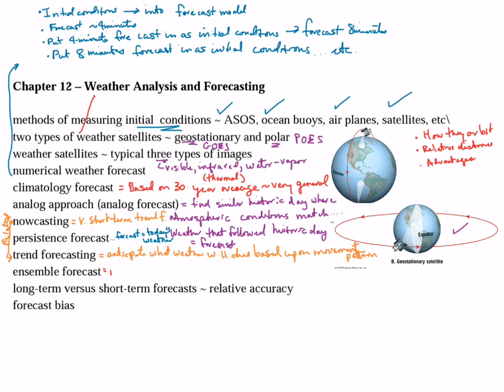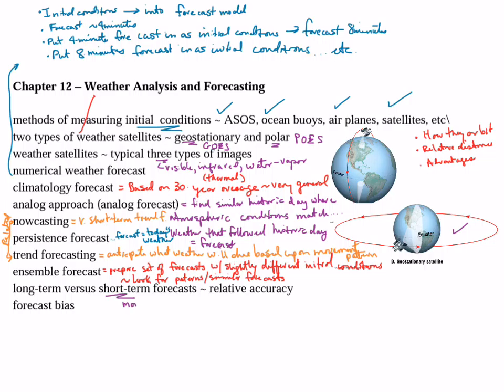And then ensemble forecasting, remember that was where we had a big matrix of lots of little boxes. Each one was a forecast with slightly different initial conditions. So basically you come up with a set and you look for a pattern, and that gives you confidence in the forecast that you put forward.